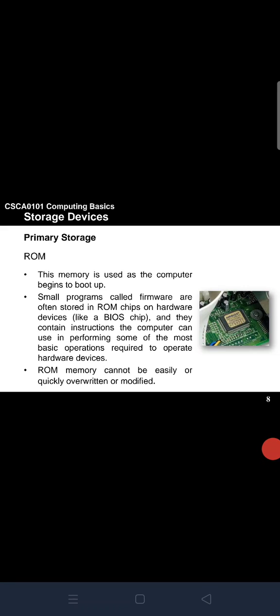and they contain instructions the computer can use in performing some of the most basic operations required to operate hardware devices. ROM memory cannot be easily or quickly overwritten or modified. When you write data in ROM, it is very difficult to remove it or rewrite or modify it.